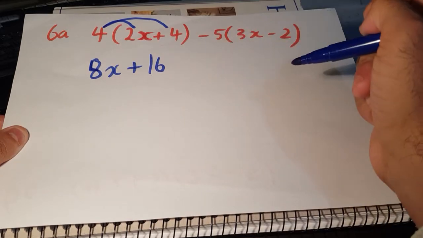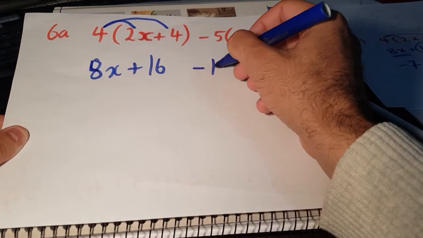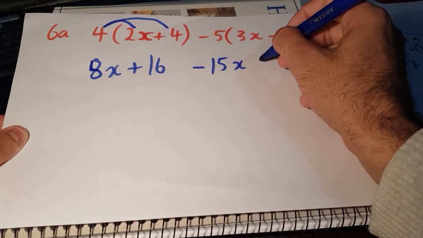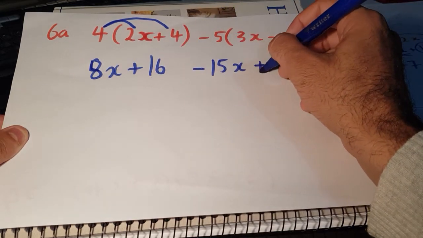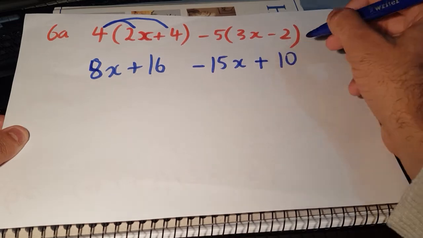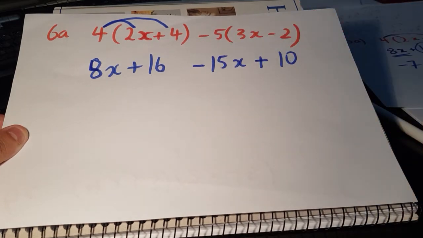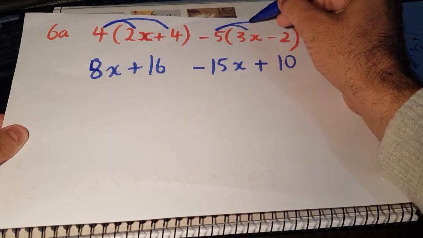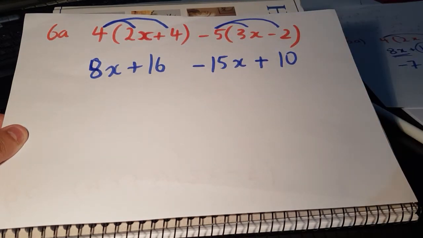Negative 5 times 3x is negative 15x. And negative 5 times negative 2 is a positive 10. And this is where a lot of the students make a mistake. They write a negative 10 instead of a positive 10 because there's a negative and a negative. So when you're multiplying the two negatives, it should be a positive.